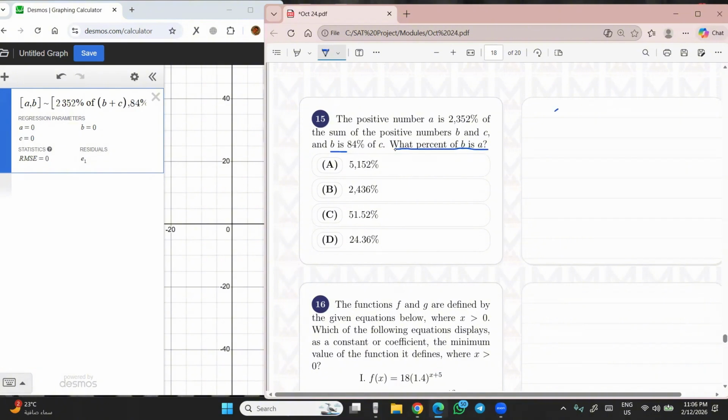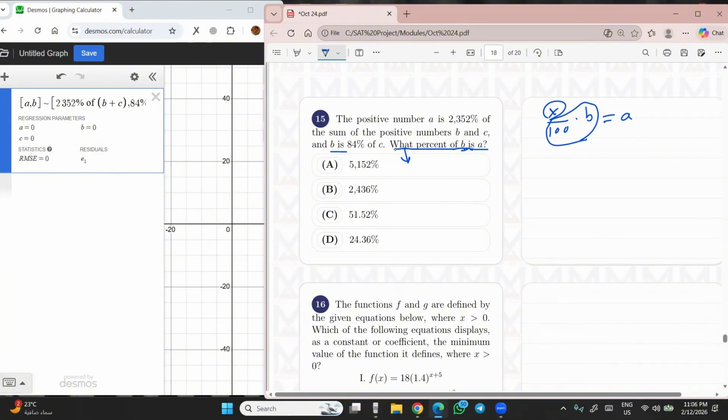What percent? What means X? Percent means over 100. Of means multiply by. B is means equal, and then A. This is how to translate. We need to get X now because the word what is the X value. We need to get the value of X only. So we need to get rid of all of that.